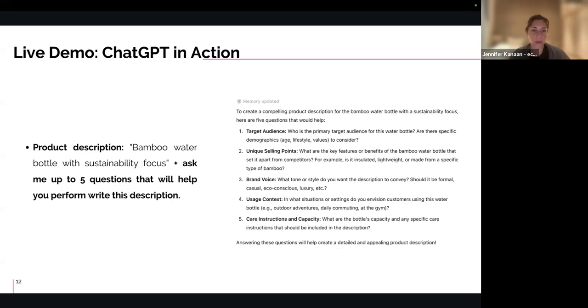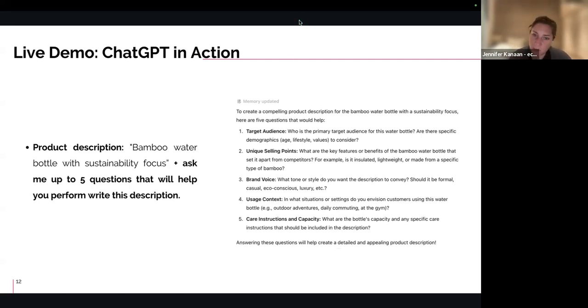What it asked when we are doing a product description is unique selling points. So it just assumed some unique selling points in the first answer, by it being BPA-free, but maybe it's something else. Maybe our unique selling point is, for example, the form of the water bottle, or that it was produced by a small business that actually helps, I don't know, small businesses in a small community somewhere. And it actually provides you some thinking points. So is it insulated, lightweight, or made from a specific type of bamboo? These are also things for you to brainstorm.